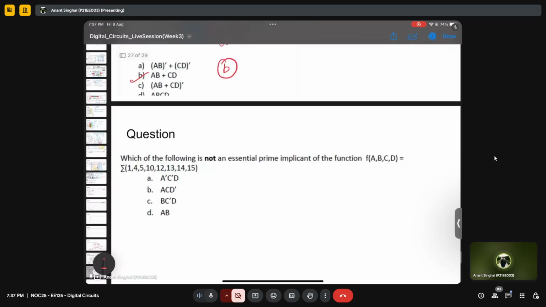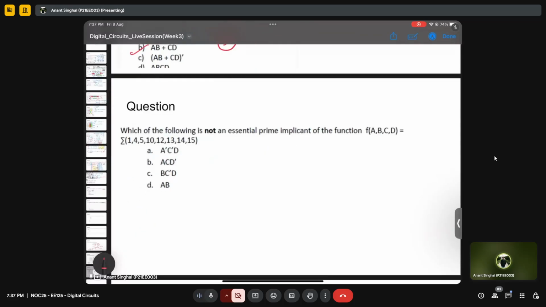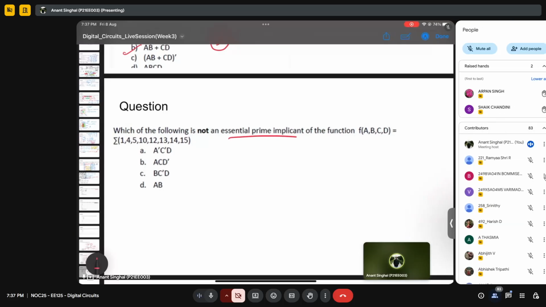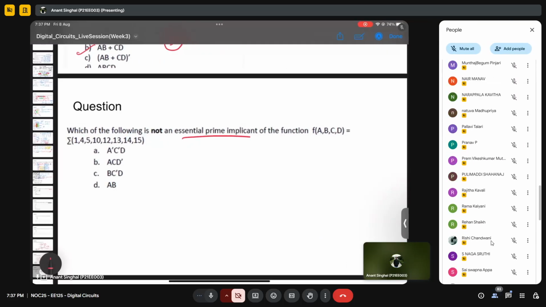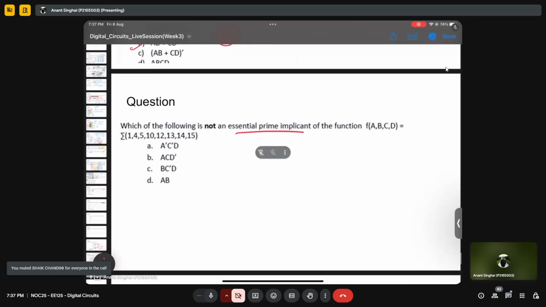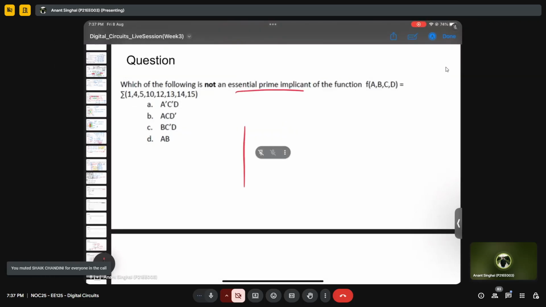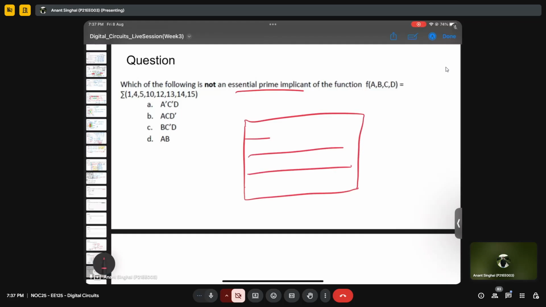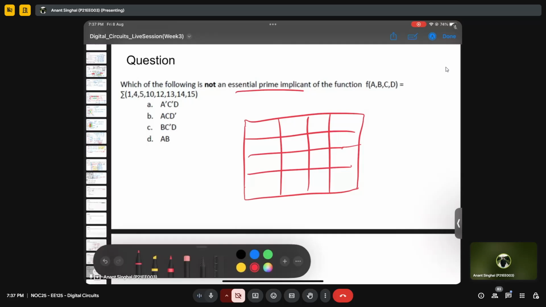So yeah, I have the last problem, which is related to essential prime implicants. Let me do that quickly and then we can wrap up the class. So please mute your mic, whosoever it is. So it says, which of the following is not an essential prime implicant. So let's make it quickly.